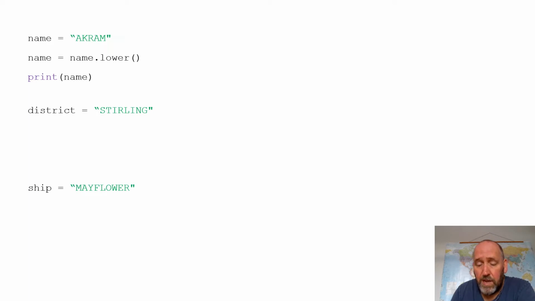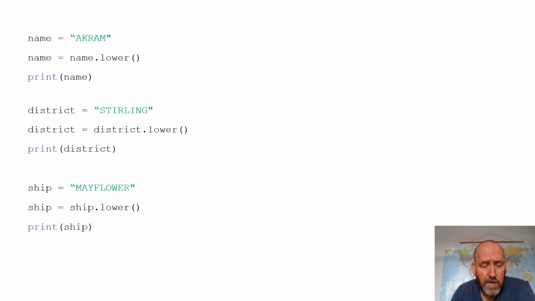Same again. Pause the video. Write the right answers in for the two examples there. District equals district.lower(), and ship equals ship.lower() with the two brackets. That's the method.